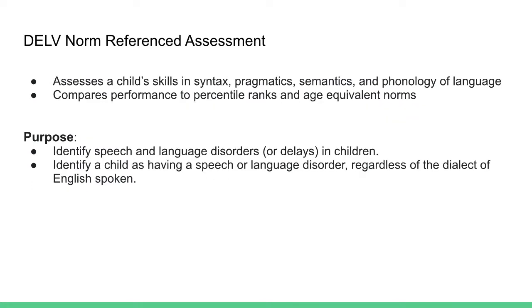The third part of the assessment package, and the assessment that we will focus on during this presentation, is the DELV Norm-Referenced Assessment. Similar to the Criterion Reference Assessment, it assesses a child's language skills in the 4 domains stated previously. It provides rankings and age-equivalent norms to quantify the child's performance. The purpose of this assessment is to identify the speech and language disorders or delays in children. Because the test measures universal aspects of language, it can be used to determine a language disorder regardless of the English dialect of the child.